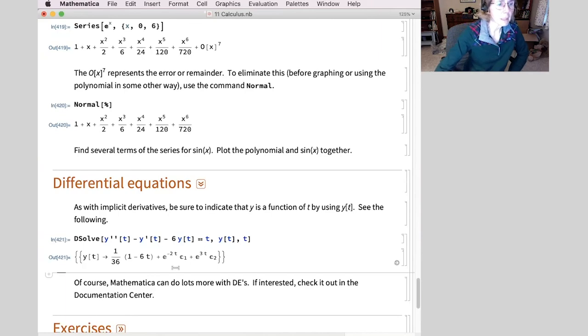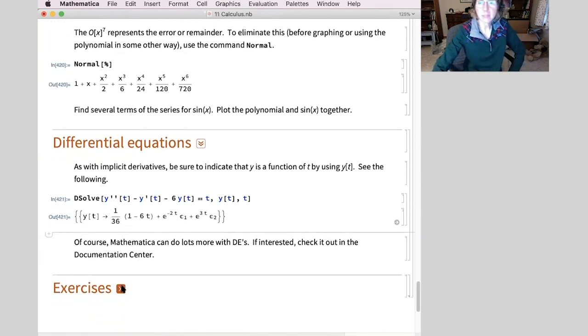Okay, and in this case it's 2nd order, so I get a C1 and a C2. I can certainly put in some specific conditions. There is lots more that one can do with differential equations, but we'll just go there right now. I encourage you to look at the help system for much more information.